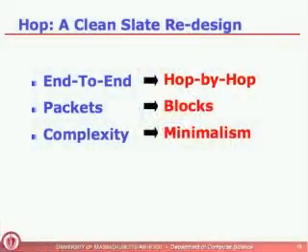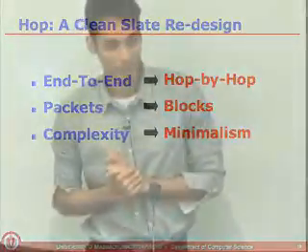To address complex cross-layer interaction, for the lack of a better word, I'm going to call this minimalism. We try to remove redundant functionality across layers, like ARQ redundantly at the link layer and at the transport layer, rate control at the link layer and at the transport layer. So try to minimize this to the extent possible.